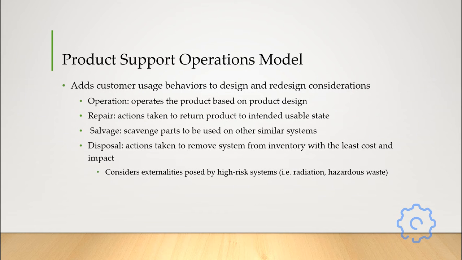The addition of the product support operations to the model explicitly adds customer usage behaviors to the design and redesign of a product. It provides the ability to understand how the customer operates a product based on the product design, returns a product to an intended usable state after critical failure, scavenges parts to be used on other similar systems, and takes actions to remove the system from inventory with the least cost of impact once its life cycle has been completed. Note that the disposal action also considers externalities, defined as costs borne by others within the system for an action, by reducing the impact of such factors as radiation and hazardous waste on others within the system.